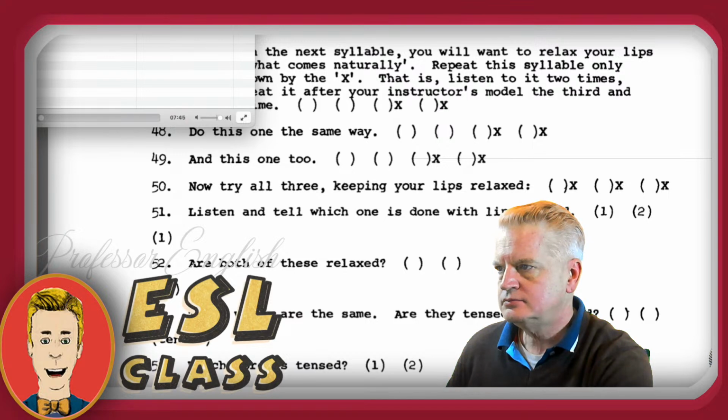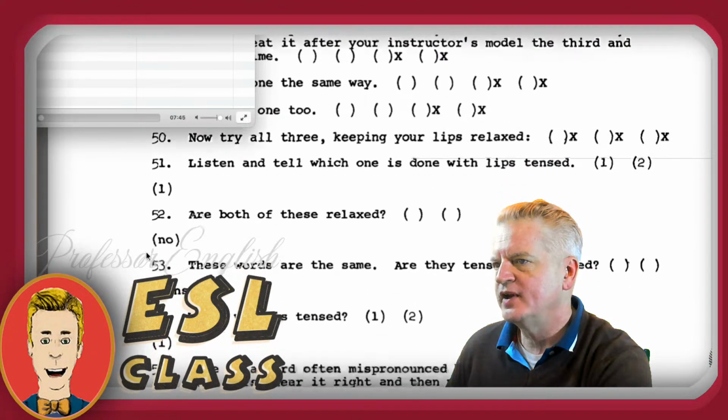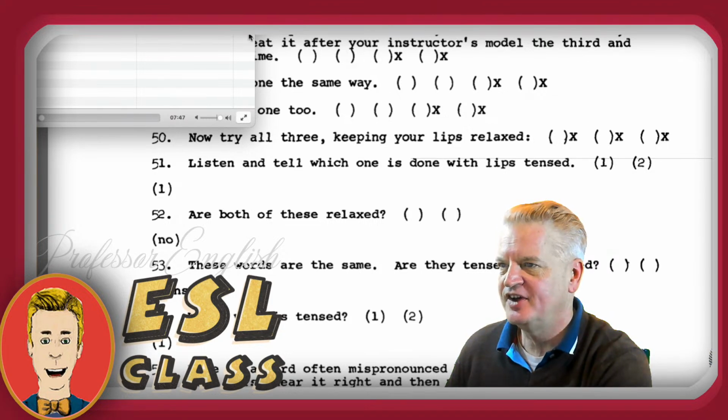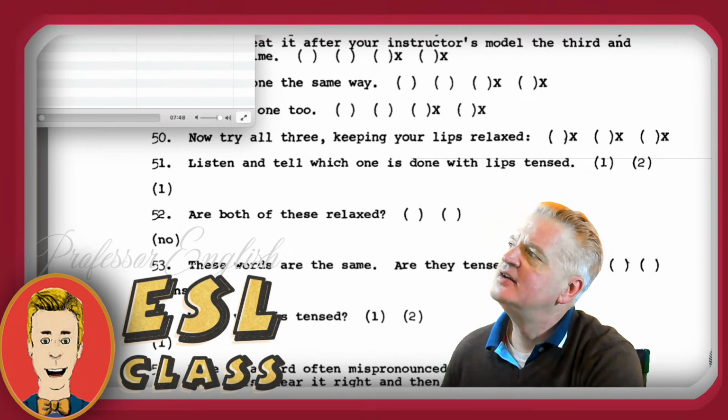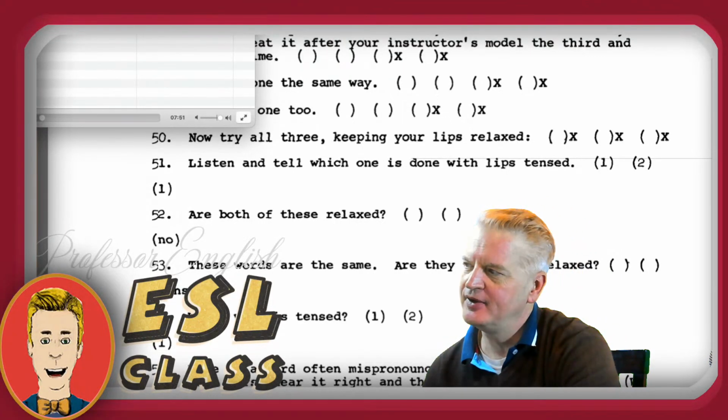51. Number 1. Listen and tell which one is done with the lips tensed. Stadt. Doesn't sound tense, but now I'm cheating and looking at the answers. It says it is. Stadt. Number 2. Staat. Oh, see, maybe I should guess before I open up my big mouth.